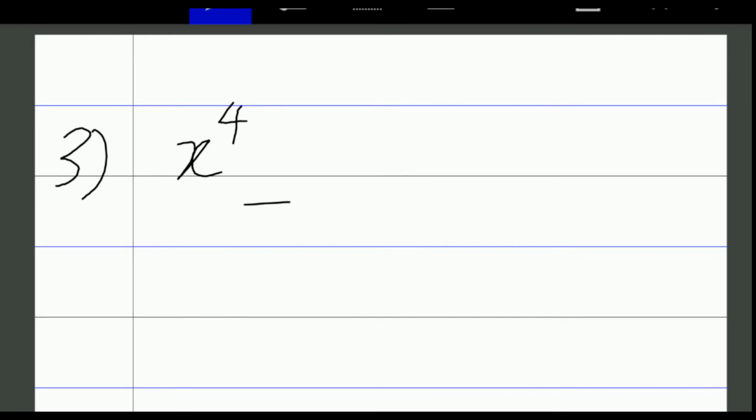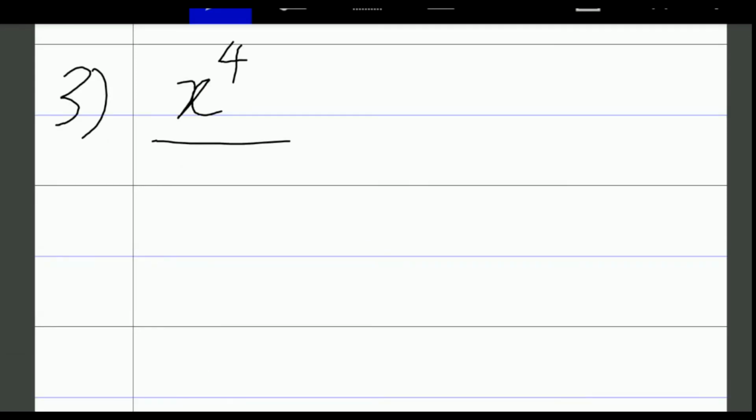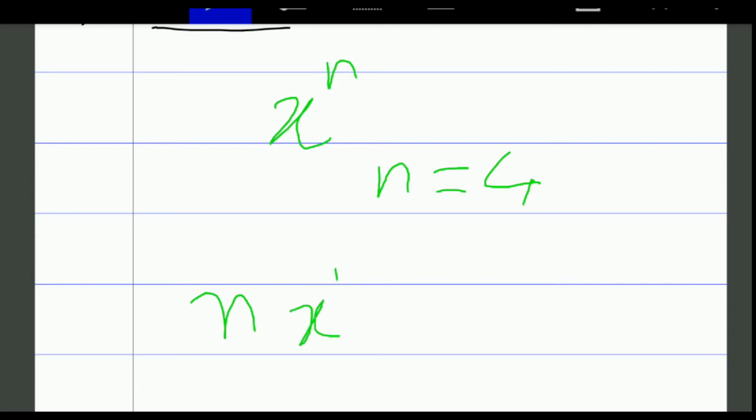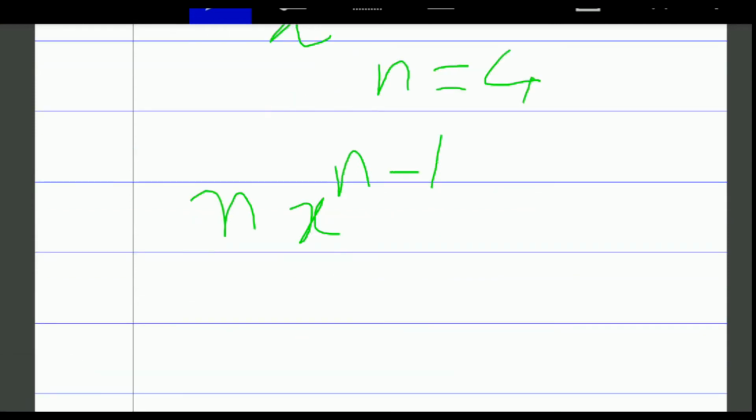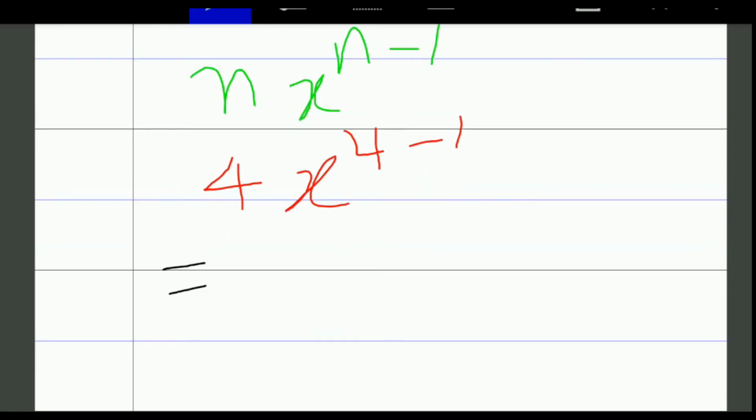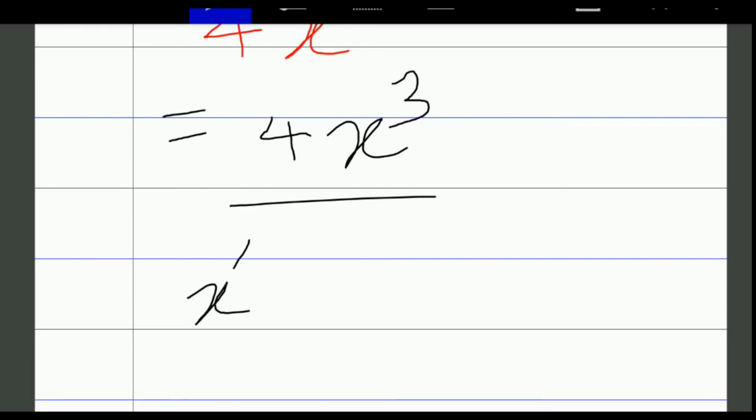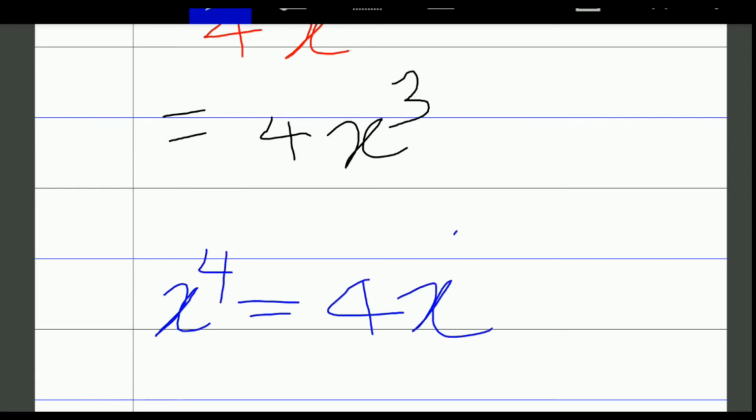Now third one is x raised to 4. Here I am going to use the formula that is x raised to n. Here n is equal to 4. So differentiation of x raised to n is n into x raised to n minus 1. Therefore putting in place of n is 4. So 4 into x raised to 4 minus 1, that would become 4 into x raised to 3, and that is the answer. Therefore differentiation of x raised to 4 is equal to 4x cube.